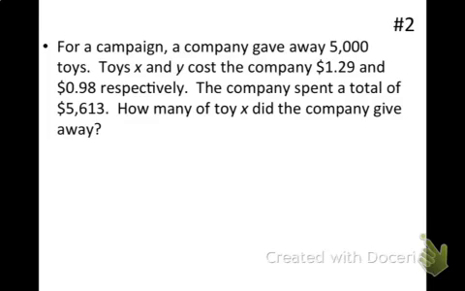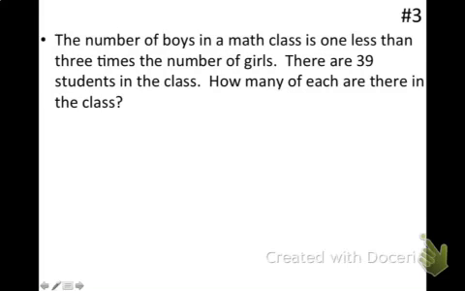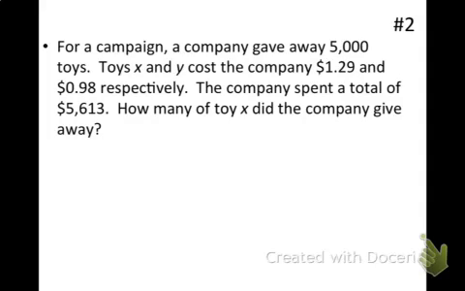All right, for the next one, this is number 2. A company is giving away 5,000 toys. So that's the number of toys that they're talking about first. Okay. So the way they worded it was a little confusing, but you have toy X and you have toy Y. So what I'm going to do right now is make a little table to make it a little simpler. So we have toy X and toy Y.